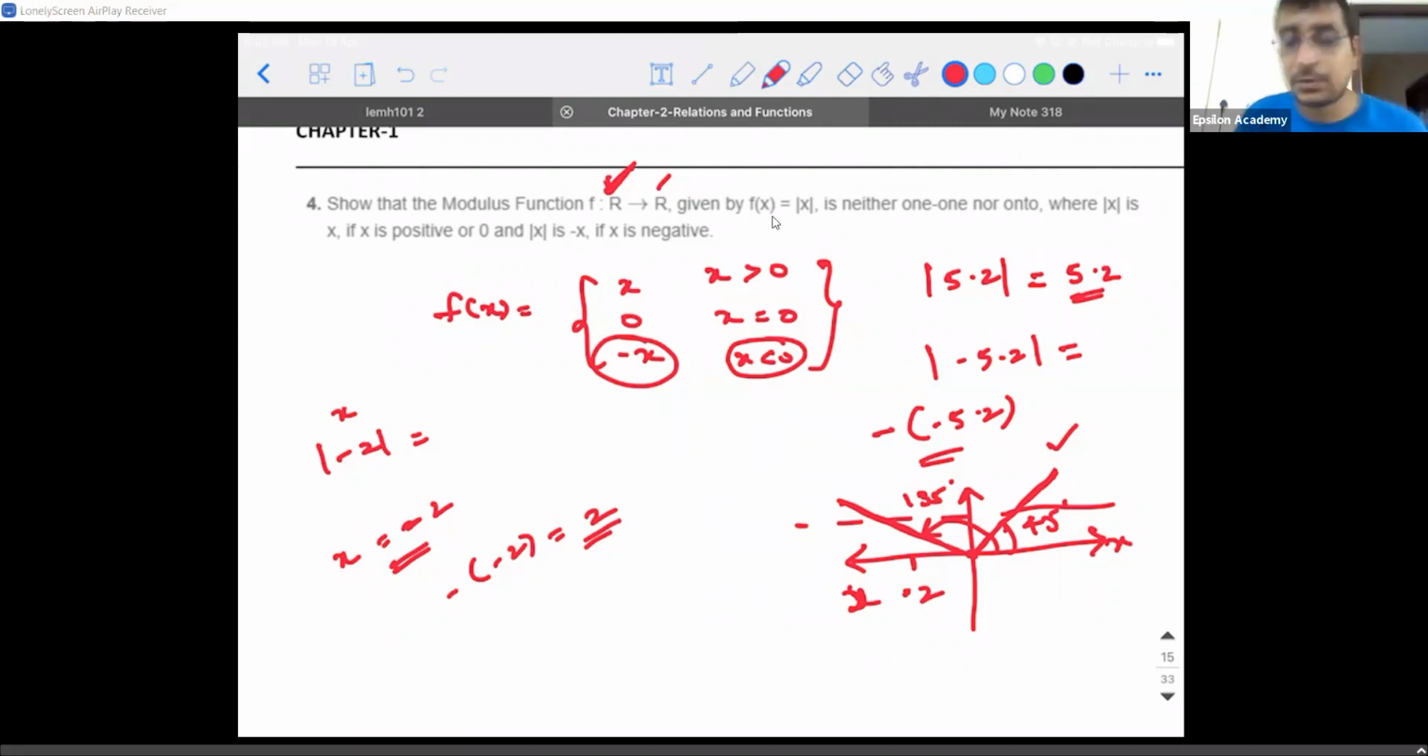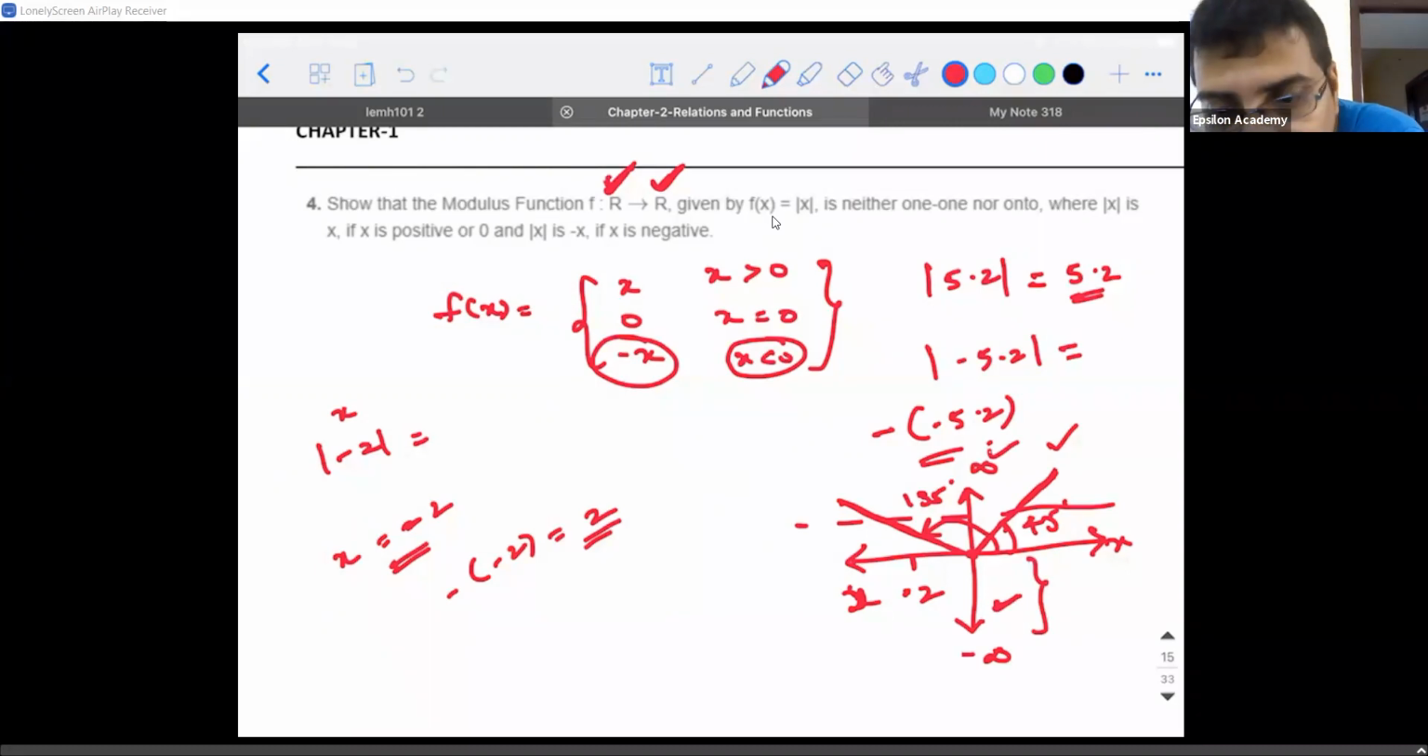See, for an onto function, look at the codomain R for this function. R means it should go from minus infinity to infinity along the y direction. So for every element present from minus infinity to infinity along the y direction, I should have a pre-image existing. But this graph is restricted only to 0 to infinity. I will not be able to get any negative value for which there is a pre-image existing. That is what I meant. So to make it an onto function, you have to change the question as R to R plus.